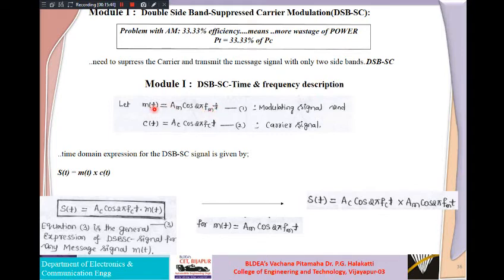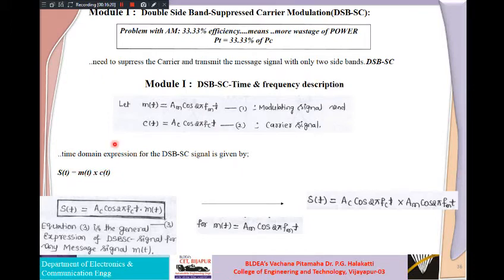For that we'll assume that the message signal m(t) equals Am cos 2 pi fm t, with modulating frequency fm, and the carrier signal c(t) has amplitude Ac with cos 2 pi fc t, carrier frequency fc. So the time domain expression for the DSB-SC signal can be obtained by multiplying these two. Okay, m(t) into c(t), we need to multiply these two.